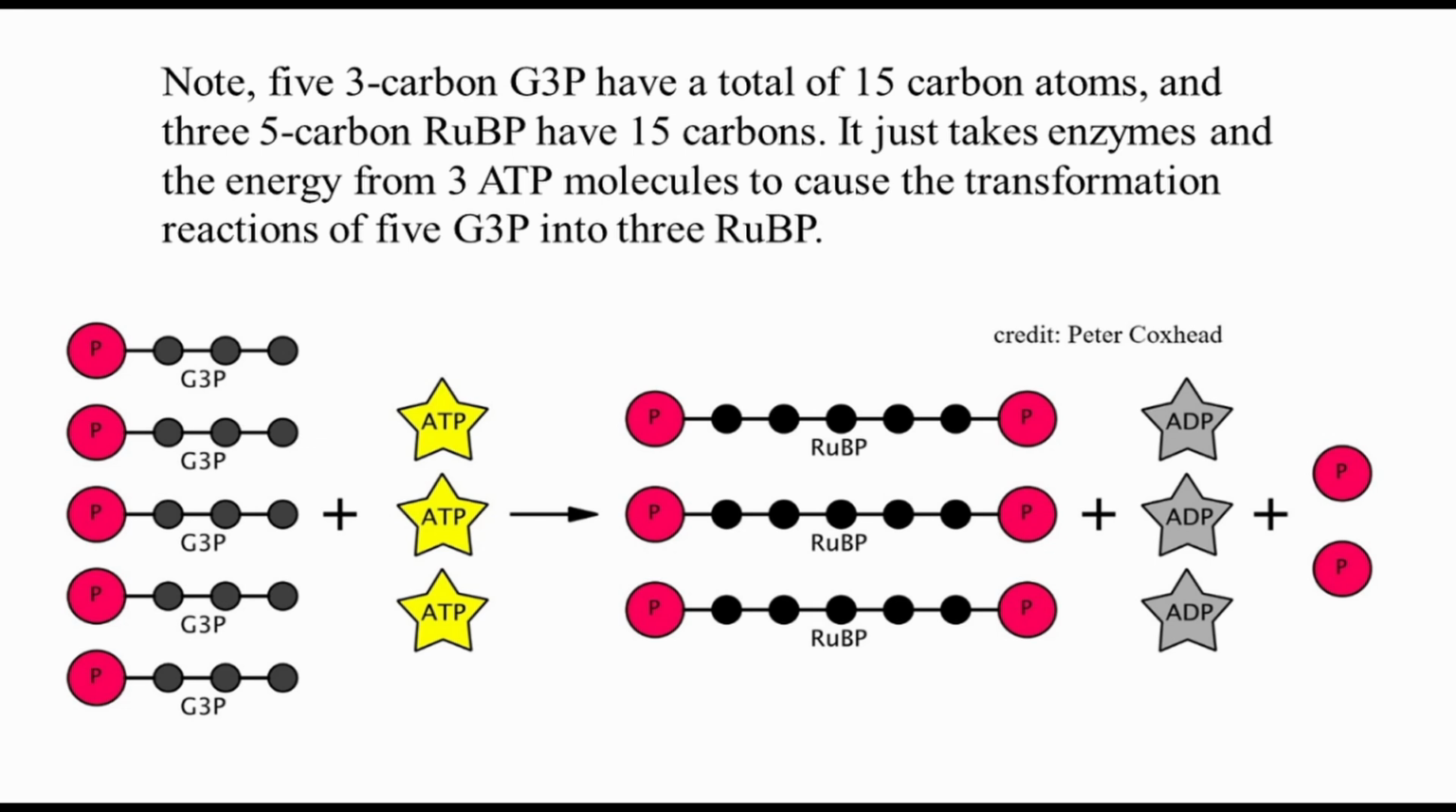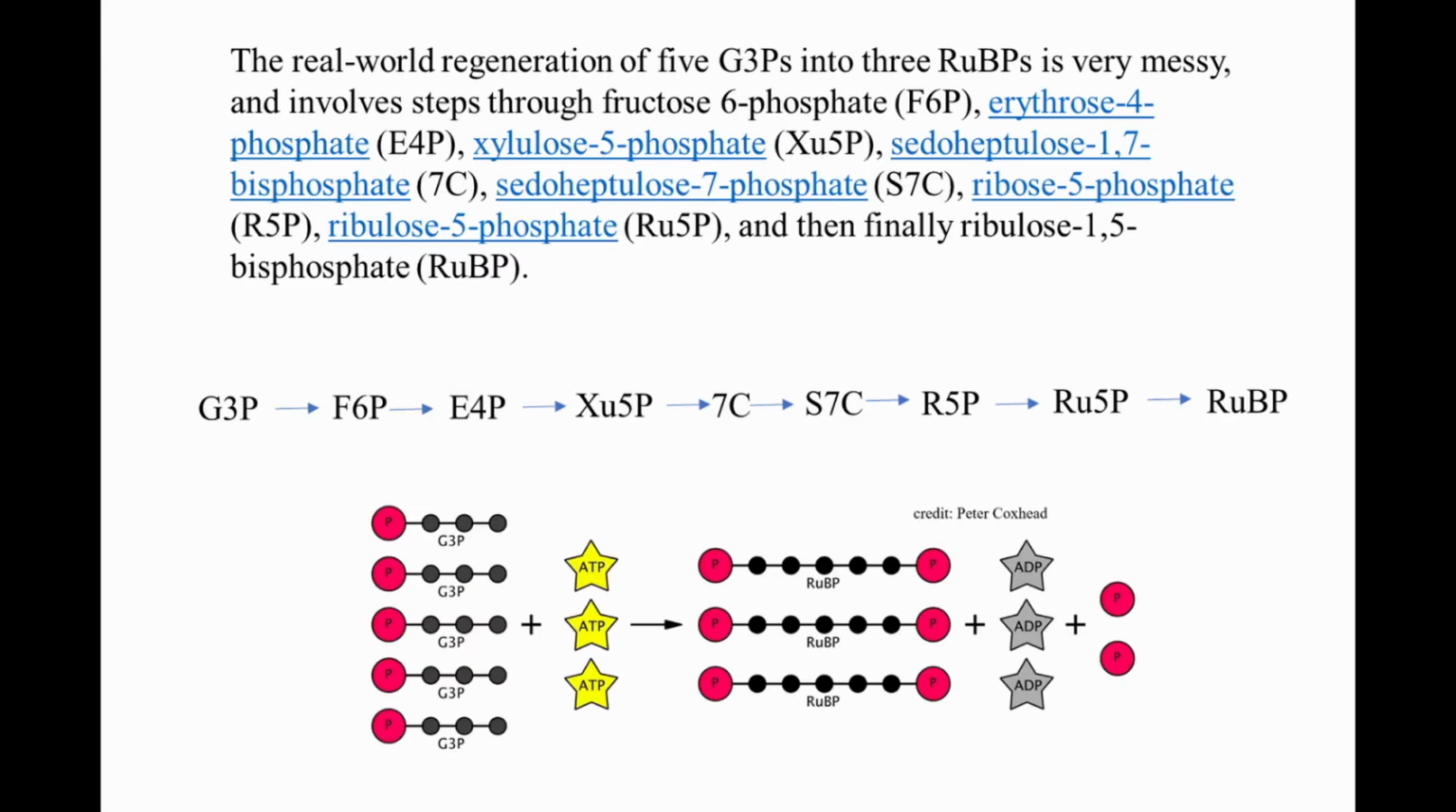RuBP. The real-world regeneration of 5 G3Ps into 3 RuBPs is very messy and involves steps through fructose 6-phosphate F6P, erythrose 4-phosphate E4P, xylulose 5-phosphate XU5P, sedoheptulose 1,7-bisphosphate 7C, sedoheptulose 7-phosphate S7P, ribose 5-phosphate R5P, ribulose 5-phosphate RU5P, and then finally ribulose 1,5-bisphosphate RuBP. The regeneration steps follow.